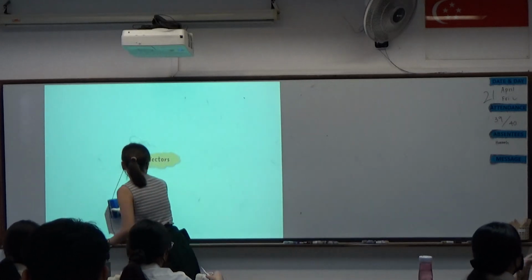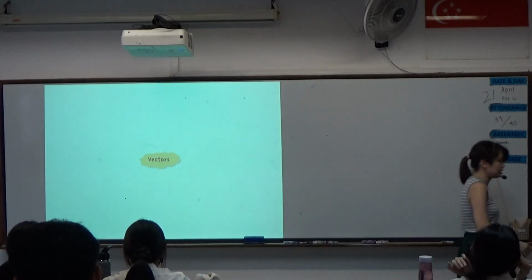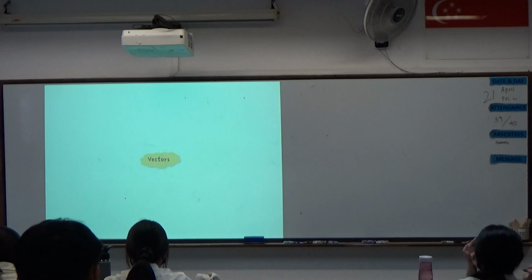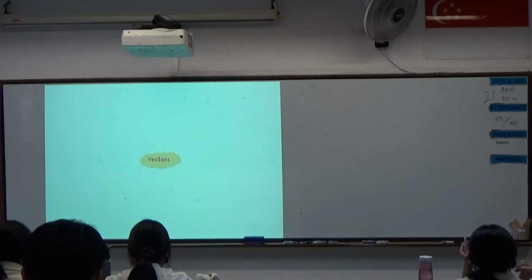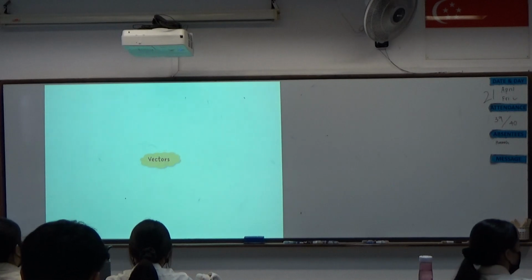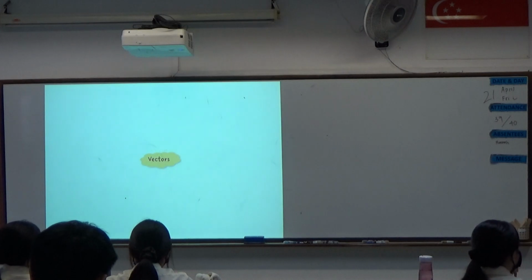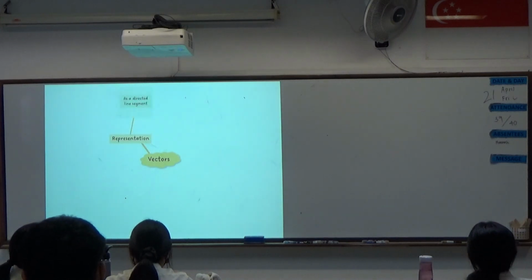Over what we have covered so far for vectors, so that we can do a recap. We have already learned for representation, right?